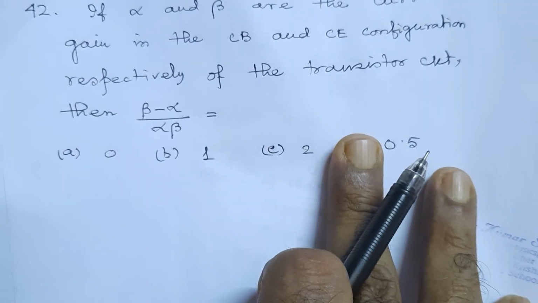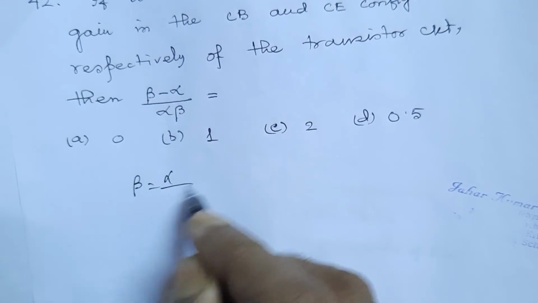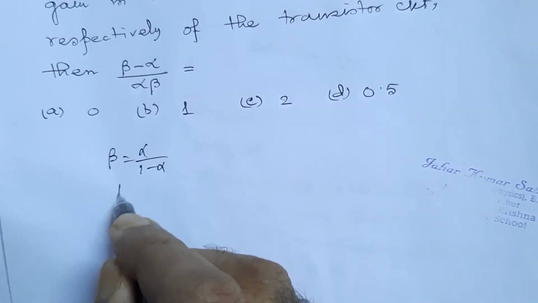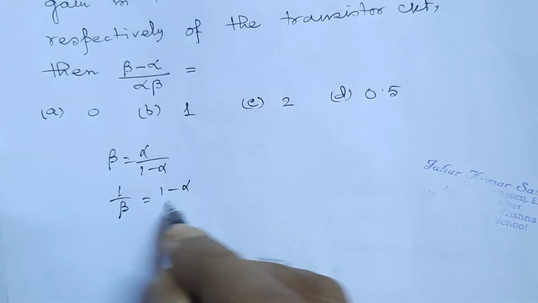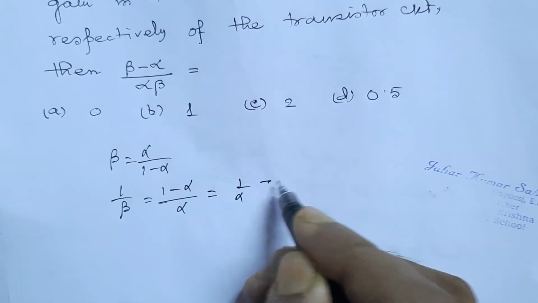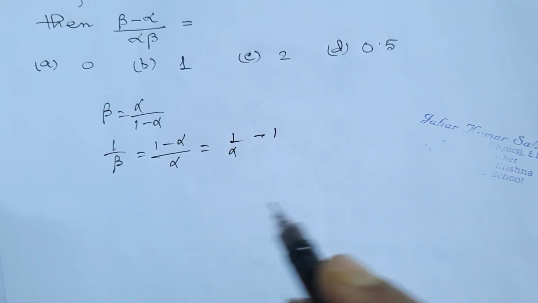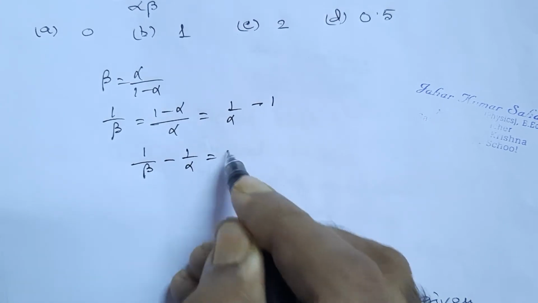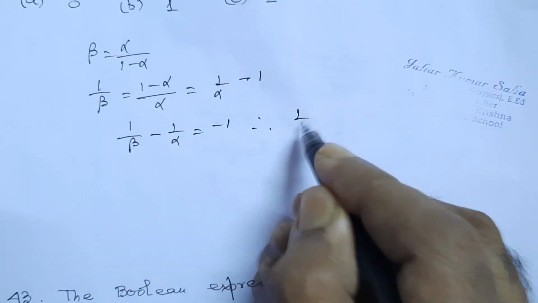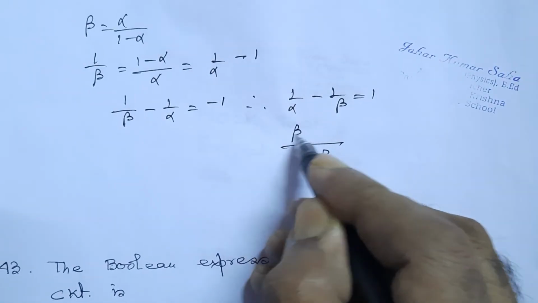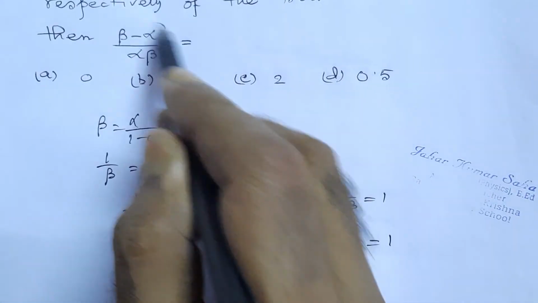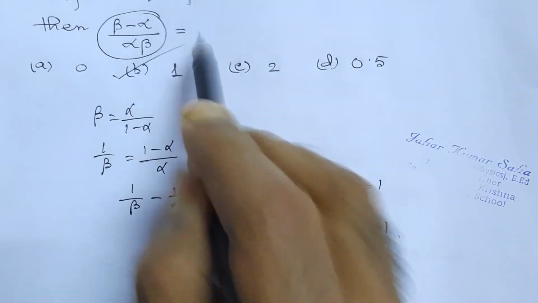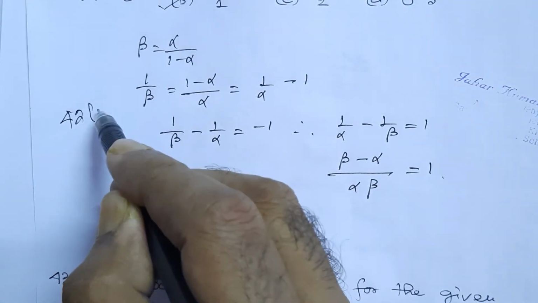We know that beta equals alpha by 1 minus alpha. Next, 1 by beta equals (1 minus alpha) by alpha, that is 1 by alpha minus 1. So 1 by beta minus 1 by alpha equals minus 1. So 1 by alpha minus 1 by beta equals 1. Then (beta minus alpha) by (alpha beta) equals 1. And we need that (beta minus alpha) by (alpha beta) equals 1. So B is the correct option. So the correct answer to question number 42 is B.